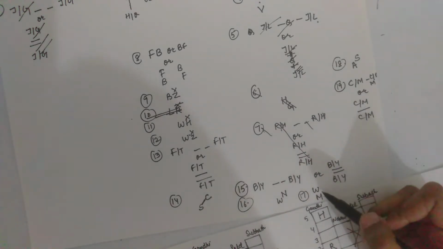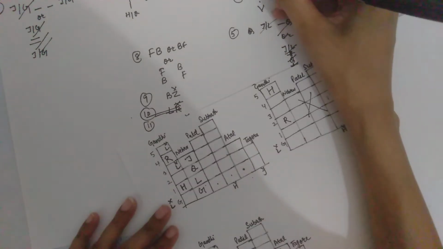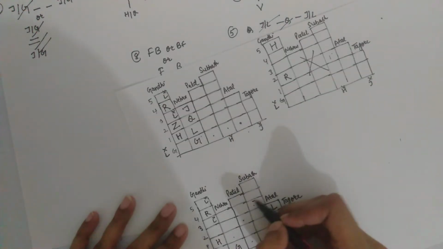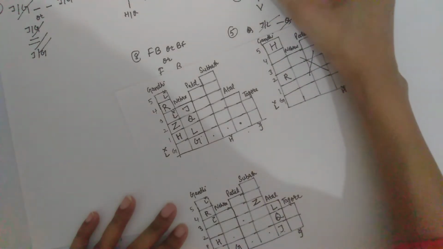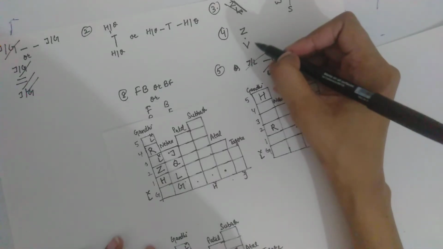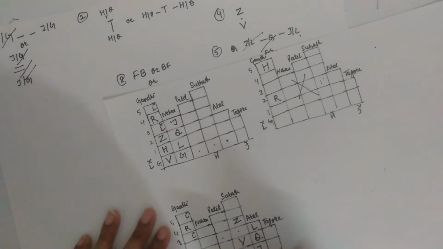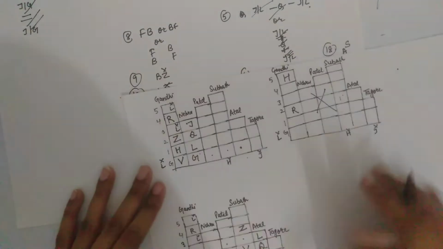Now what can we place? Yes, Z, L. Here is L, here will be Z. Now Z, one space, V, it will be like this or it will be like this. Fine.